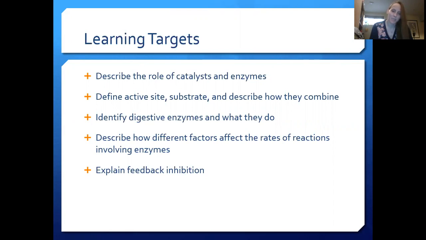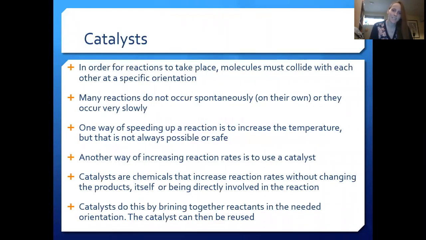relate to an enzyme. We're going to talk about what some of the different digestive enzymes are and what they do, since our next lesson is going to be all about the digestive system. And then we're going to describe different factors that affect rates of reactions involving enzymes and how something called feedback inhibition works. So a catalyst is just essentially a molecule that helps to increase the rate of reactions.